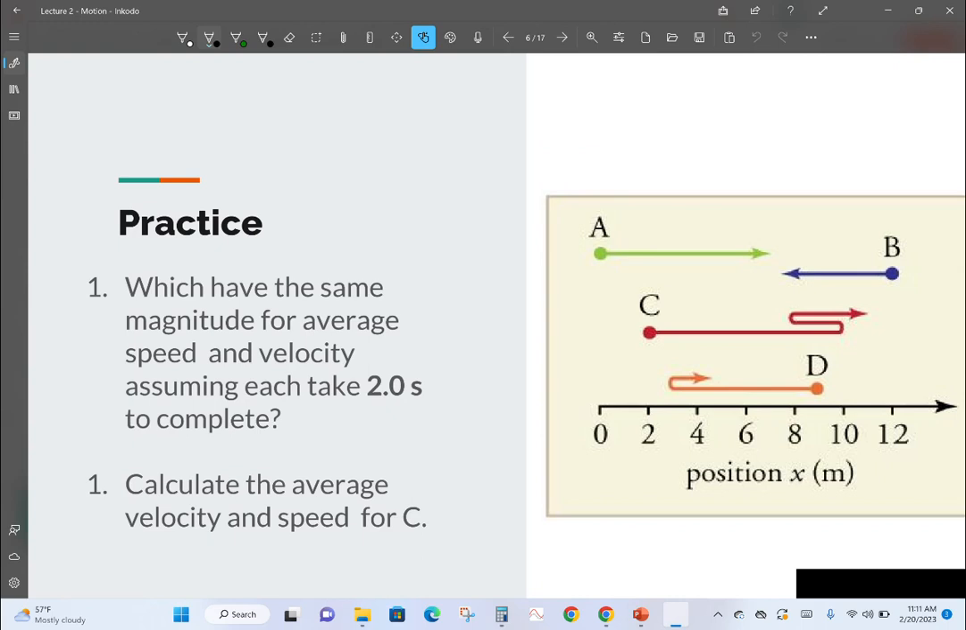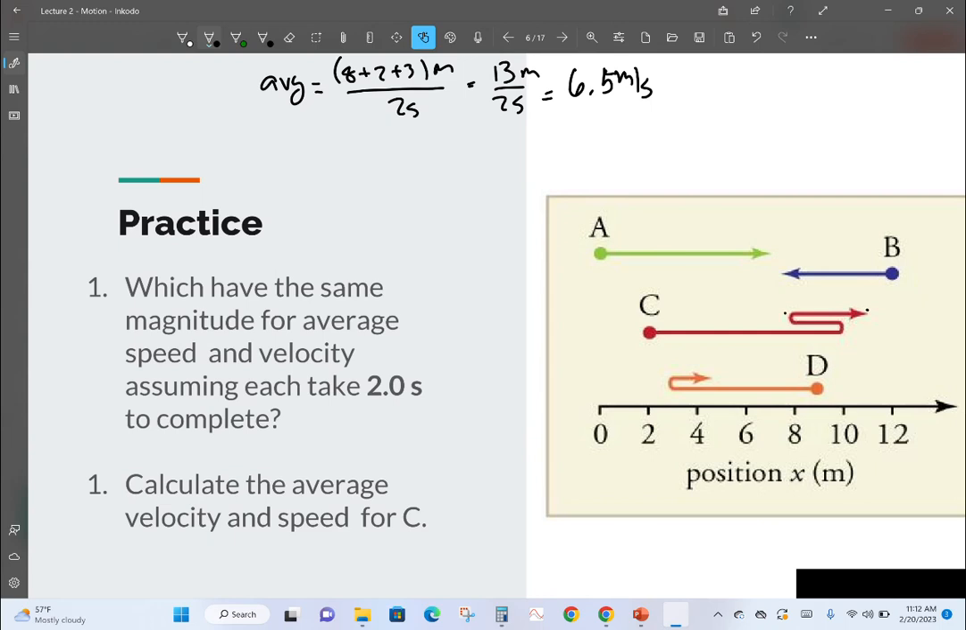So we had some values here. Let's just do one example. Let's say that it took 2.0 seconds to make all these different trips. So let's just look at C. The average speed would be the total distance. Well, the distance was 8 plus 2 plus 3 meters divided by 2 seconds. So 13 meters divided by 2 seconds is 6.5 meters per second.